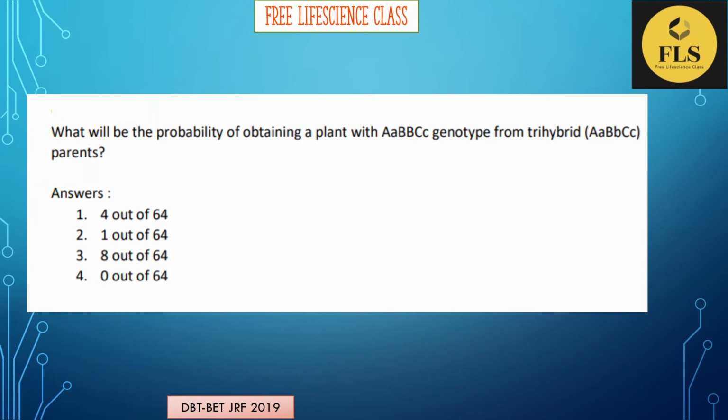What will be the probability of obtaining a plant with capital A small a, capital B capital B, capital C small c genotype from trihybrid capital A small a, capital B small b, capital C small c parents? So the answers are option A, 4 out of 64, option B, 1 out of 64, option C, 8 out of 64, and option 4, 0 out of 64. So the answer for this question is option A, 4 out of 64.